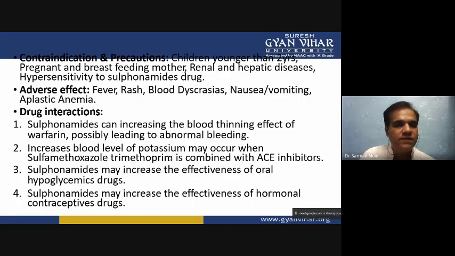Now, what type of side effects will it produce? Fever, rash, blood dyscrasias, nausea, vomiting, aplastic anemia. These are all the side effects of the sulfonamides.